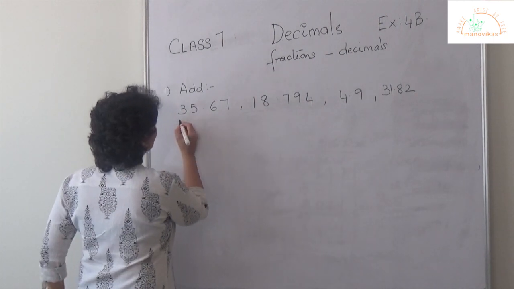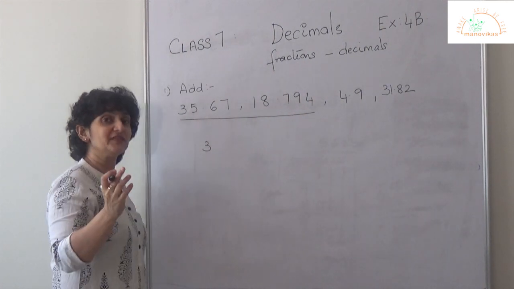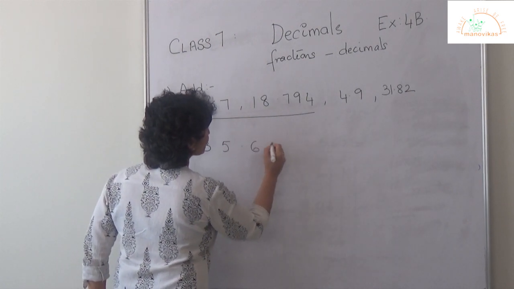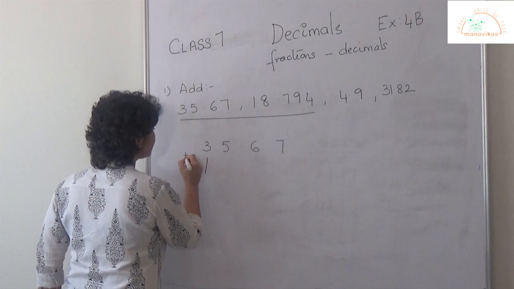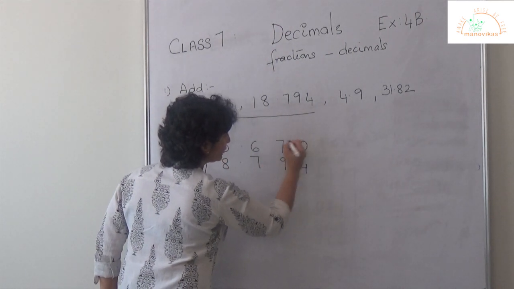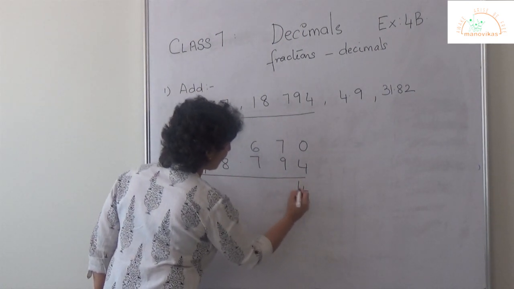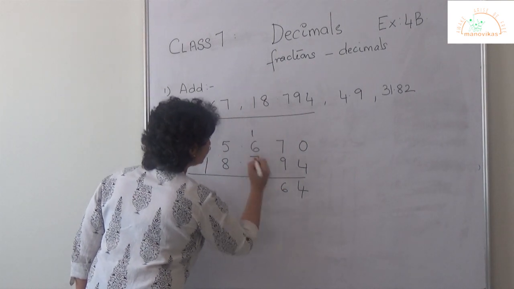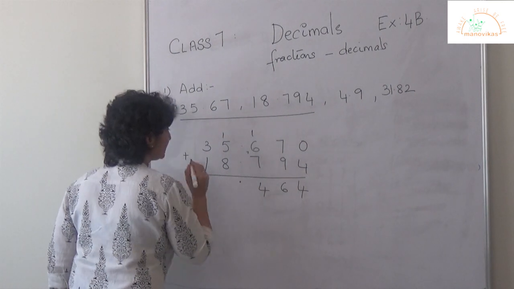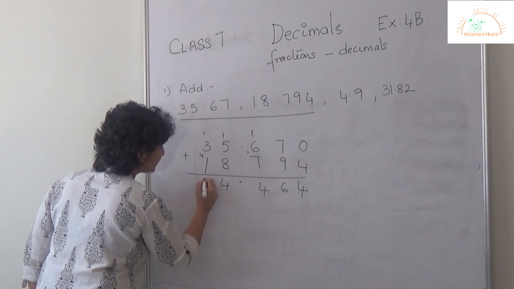For example, let's take the first 2 numbers. Convert all of them into like decimals. So I have 35.67 plus 18.794. All I need to do is put a 0 here. So when I add, I get 4, 16, 7 here. So it will be 14. Don't move your decimal point. 14. 3 plus 1 is 4, plus 1 is 5.